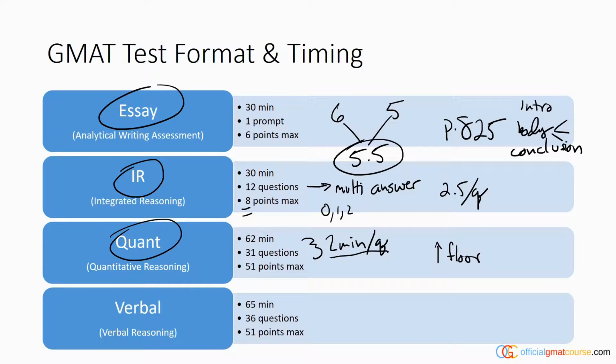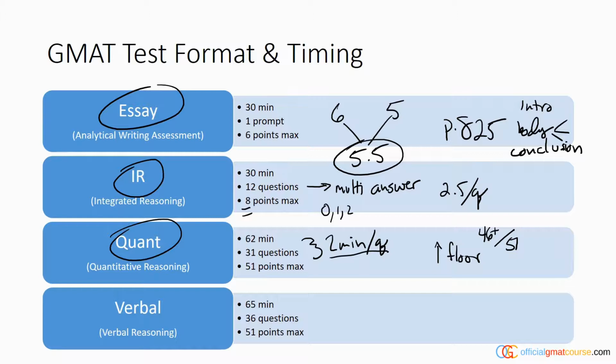You can get up to 10 questions wrong and still get a fantastic score on the quant section. So the best score you can possibly get is a 51. I like my clients to shoot for upper 40s. So that would be maybe 46 plus on the quant section.